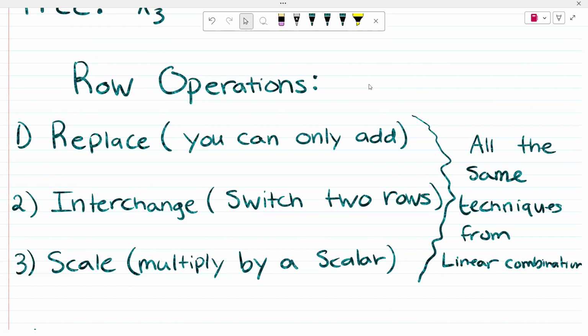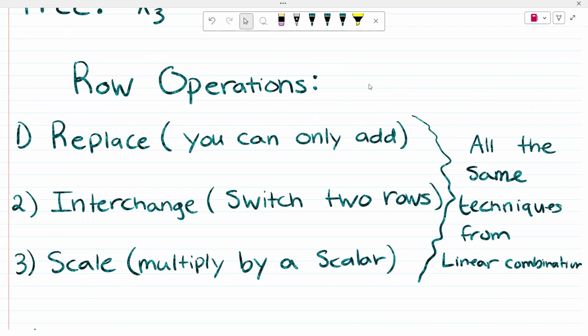You can replace, meaning you can switch rows, right? Or no, actually, sorry, that's not what I meant. Replace means you can add two rows. Yeah, you can add two rows. You could put a minus in front of one of the rows, but that's not exactly a subtraction.